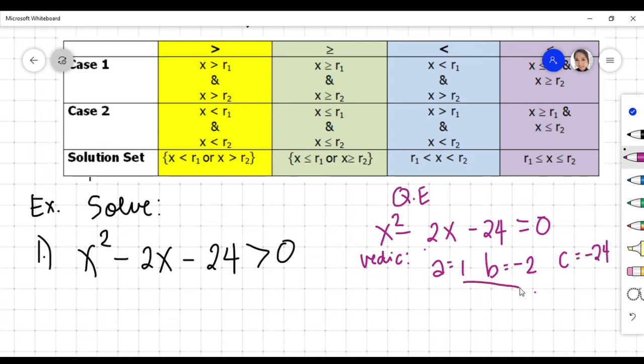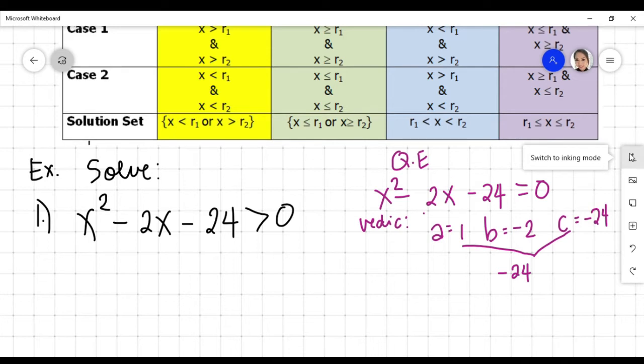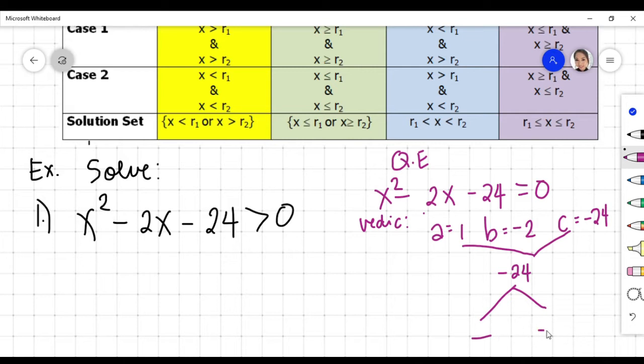So multiplying A and C, we have negative 24. Then we will find two numbers. If we multiply these numbers, it will be negative 24, but if we add them, it will be negative 2. So what do you think are the numbers? We have here negative 6 and positive 4, since negative 6 times 4 is negative 24, and negative 6 plus 4 is negative 2. And then we divide it by our A, which is 1.